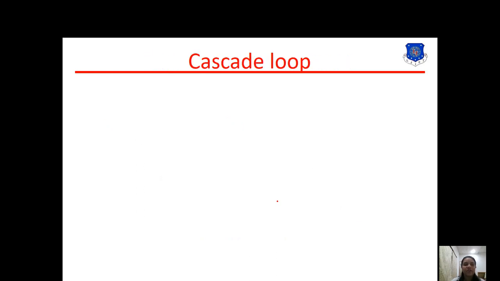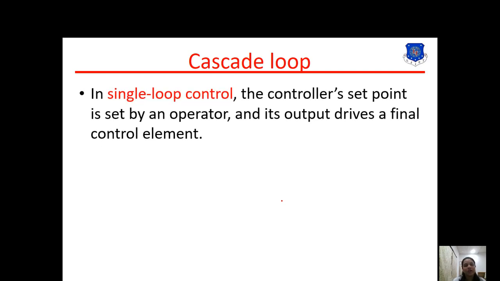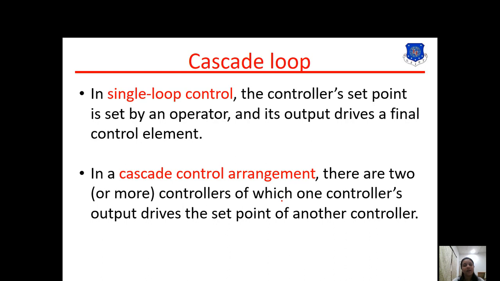Now next one is the cascade loop. What is the cascade loop? In a single loop control, the controller set point is set by an operator and its output drives a final control element. In a cascade system arrangement, there are two or more controllers in the same system, of which one controller's output drives the set point of another controller.